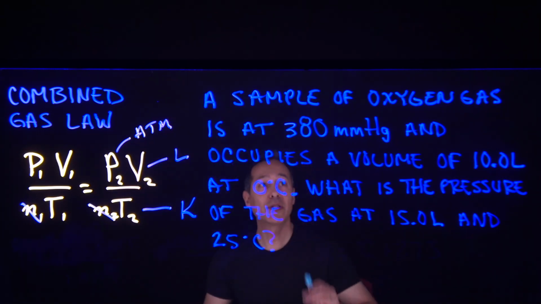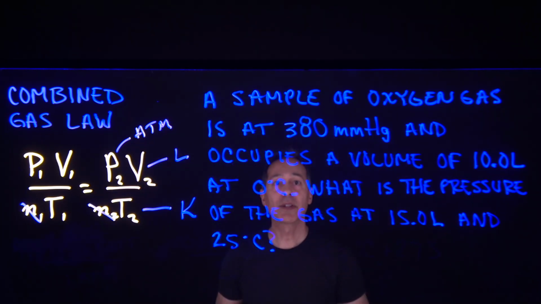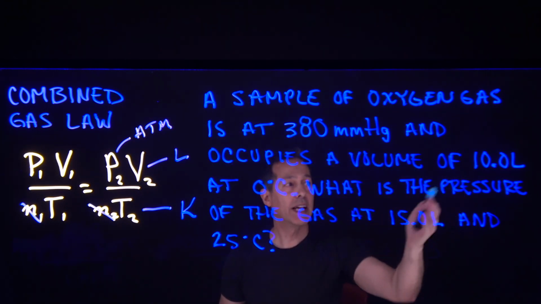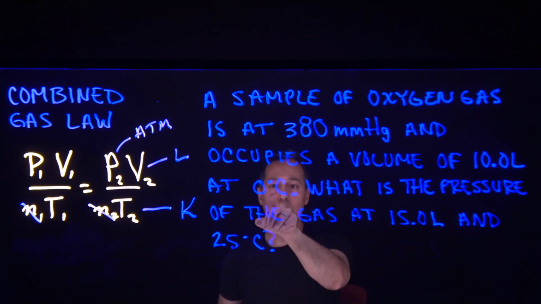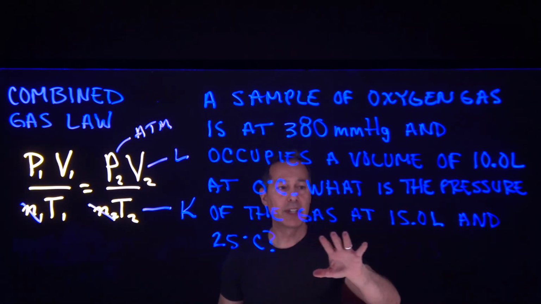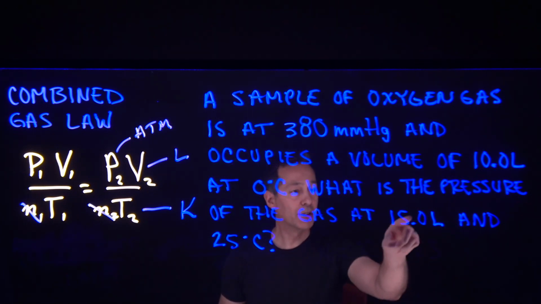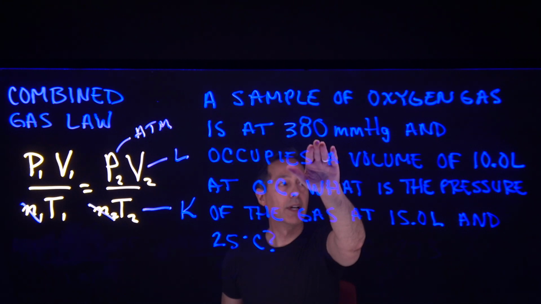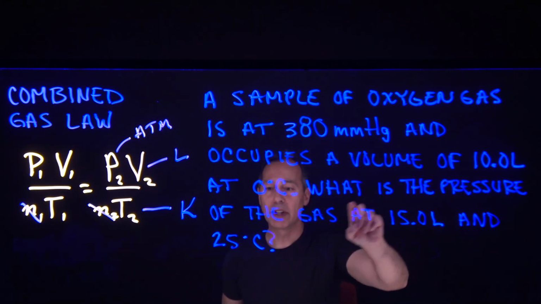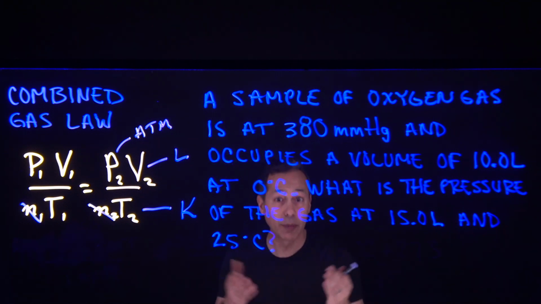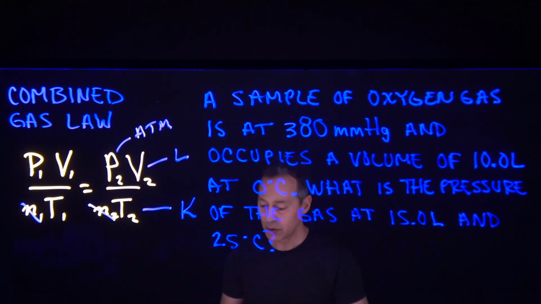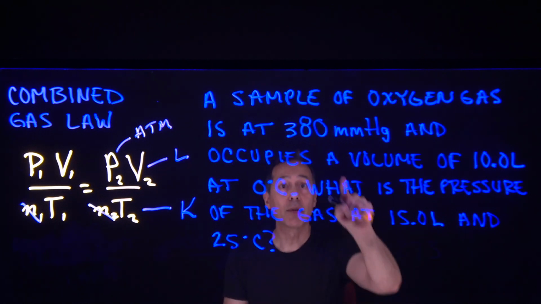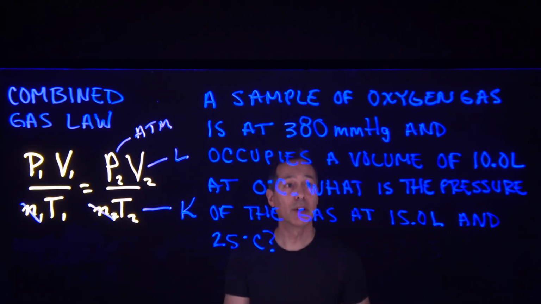So here we have a sample of oxygen gas at 380 millimeters of mercury, and it occupies a volume of 10 liters at 0 degrees Celsius. What is the pressure of the gas at 15 liters and 25 degrees? Right away, I can see that my pressure I'm going to have to convert. My volume looks okay. But my temperature is also in Celsius, and I'm going to have to convert that over. So I'll start with my 380 millimeters of mercury.